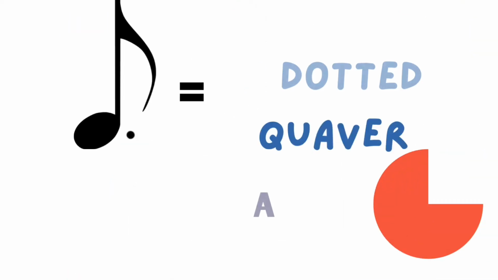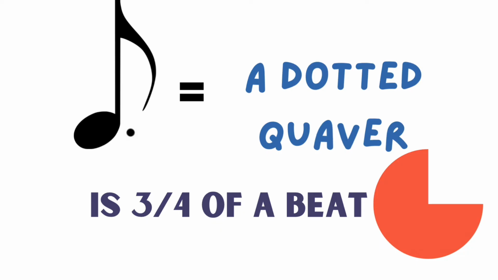So a dotted quaver on its own is worth 3/4 of a beat. The quaver on its own is half a beat, and then the dot adds half the value of the note, which is a quarter. So altogether that makes 3/4 of a beat. And this is how it looks on its own. So you can see the quaver with the dot, and that's 3/4 of a beat.